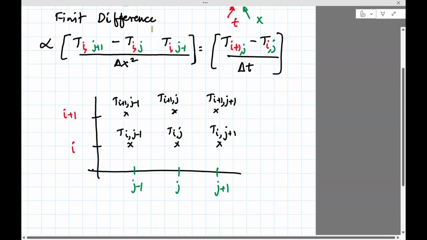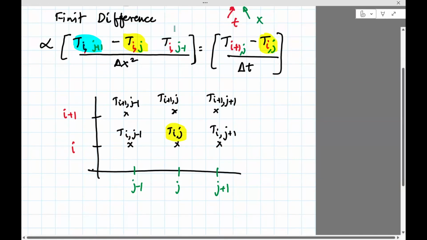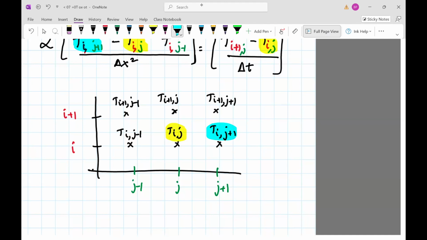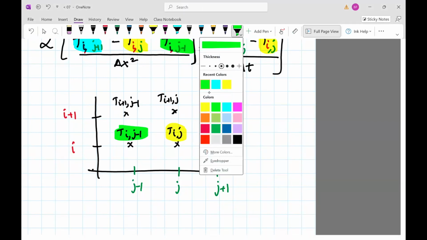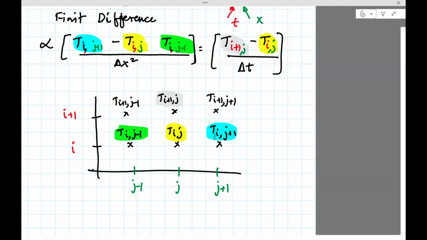Now that we have those grid points, let's try to place these things. So this is T_ij. That's T_ij. It also appears here. Then we have T_i,j+1. Then we have T_i,j-1. And then we have one more thing here, T_i+1,j. Roughly, the formula is using those four points.